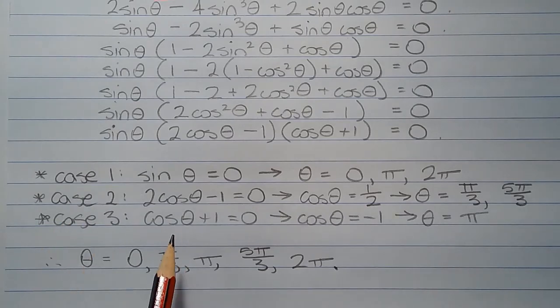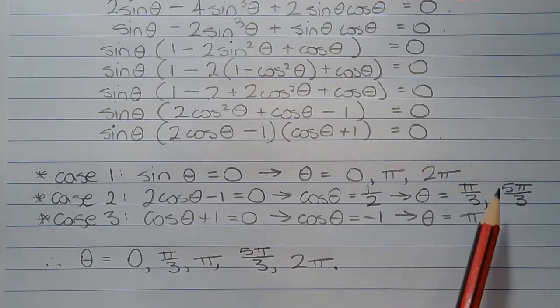And for case 3, we have cos theta plus 1 equals 0. Rearranging the equation, we get cos theta is equal to negative 1. And this is a boundary angle. So we have theta is equal to pi. So combining the results from all three cases, we have theta is equal to 0, pi over 3, pi, 5 pi over 3, or 2 pi.